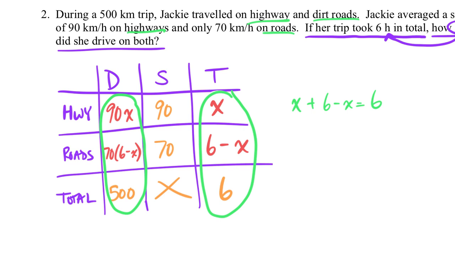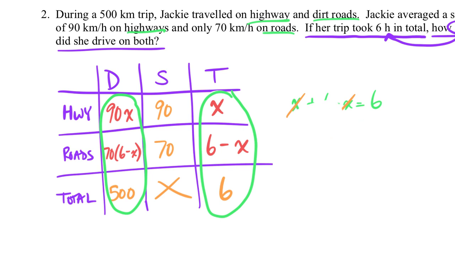Well, my x's cancel out, and I get 6 equals 6, and I should go, okay, that's always true. 6 always equals 6. But that equation didn't help. I actually built an equation that has infinitely many answers. And I'm going to argue to you, of course you did. The way you got 6 minus x for your time on roads was because you used that green equation.